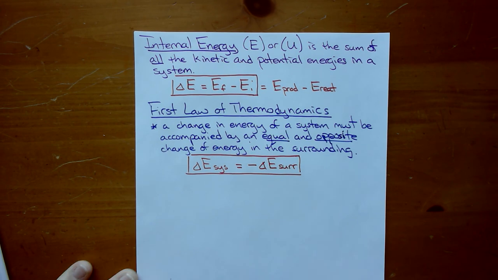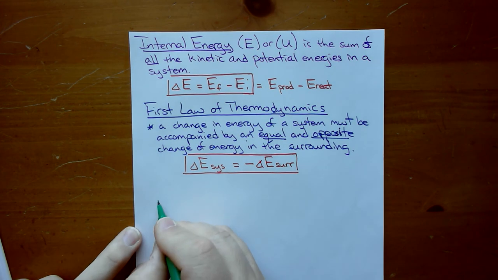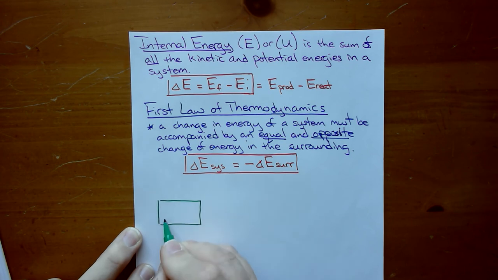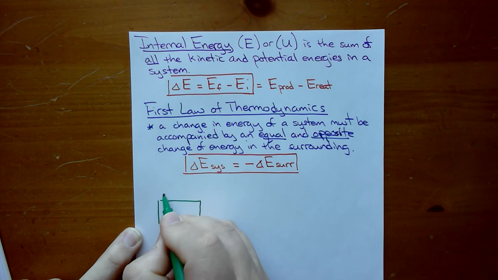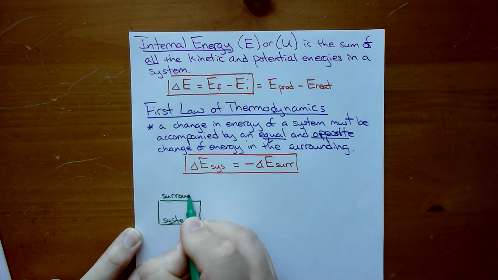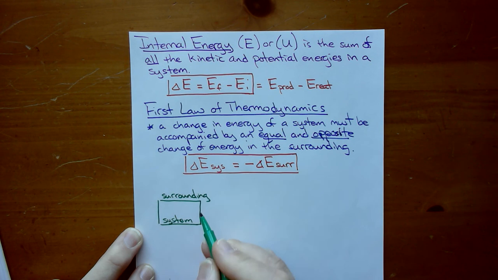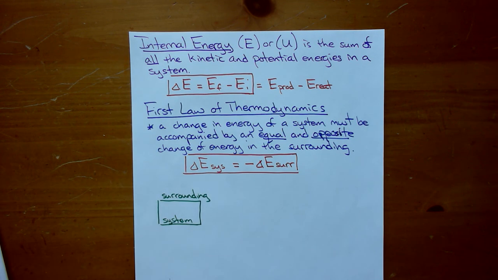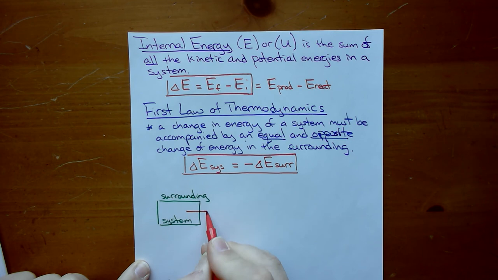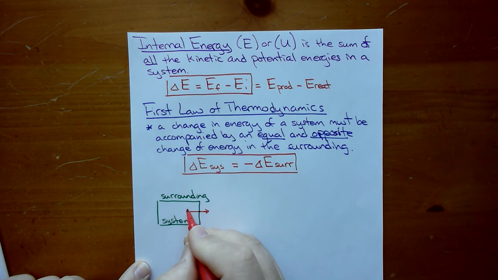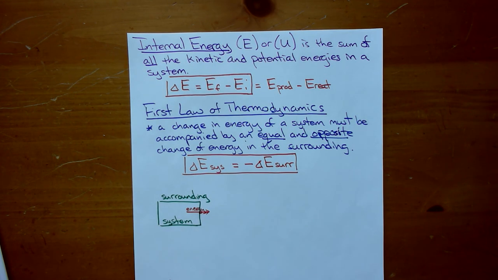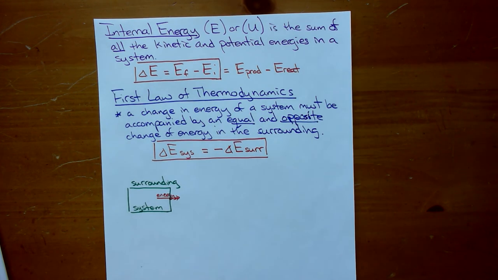So, if I have, let's put a square and make the square the system, and then everything outside that square is the surroundings. And we have energy leaving the system and going to the surroundings. You might think of it as this. Let's look at it in this format.